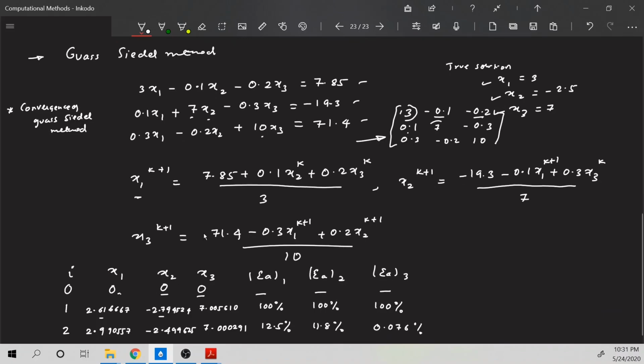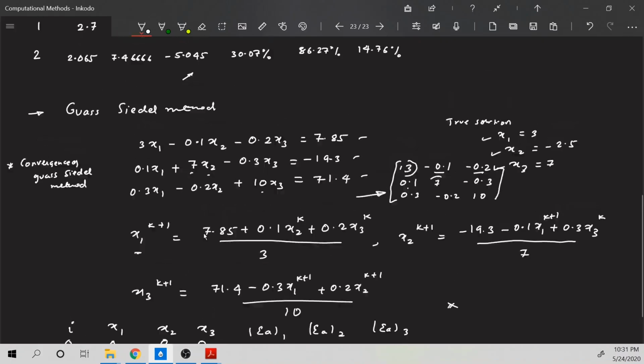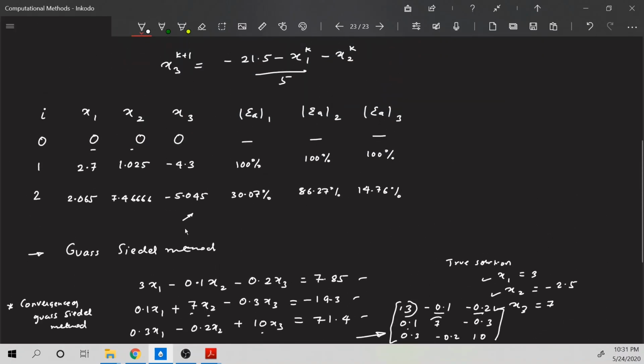Just to make you understand the concept, I used two iterations, but don't be under the misconception that you will be doing only 2 iterations. It is going to be much more than that, until your approximate percentage error falls below some predefined level.